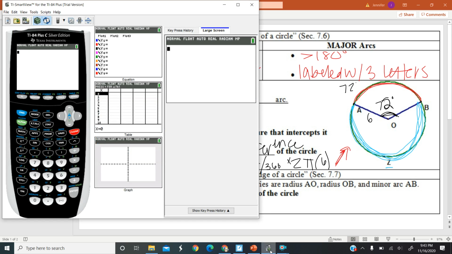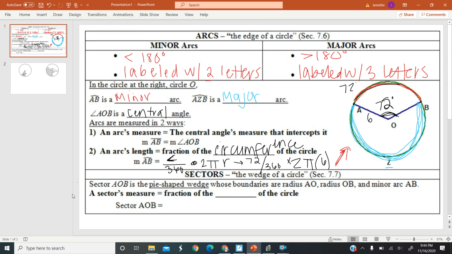I'm going to use the alpha y equals to get the fraction in there. It was 72 over 360, and then times 2 times pi times r, which is our radius of 6. That gives me 7.54, which is the length of this arc from A to B. So 7.54 would be that length.